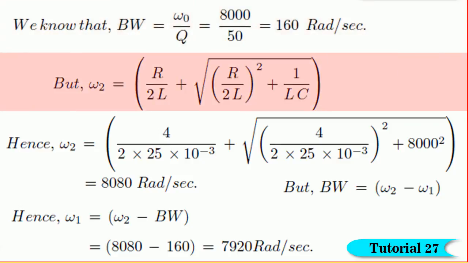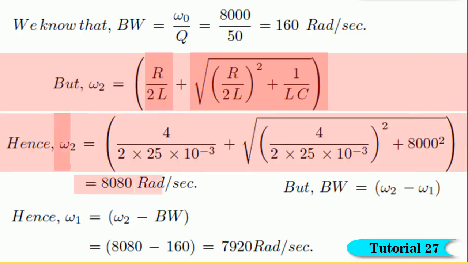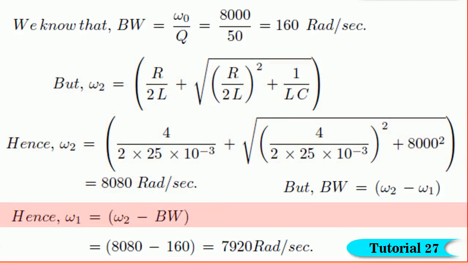And we know omega 2 is equal to R by 2L plus square root of R by 2L whole square plus 1 by LC. Substituting the values, we get omega 2 is equal to 8080 radians per second. Hence, omega 1 is equal to omega 2 minus bandwidth. Substituting the values, we get omega 1 is equal to 7920 radians per second.